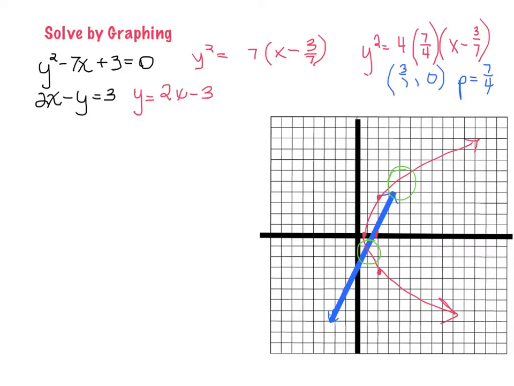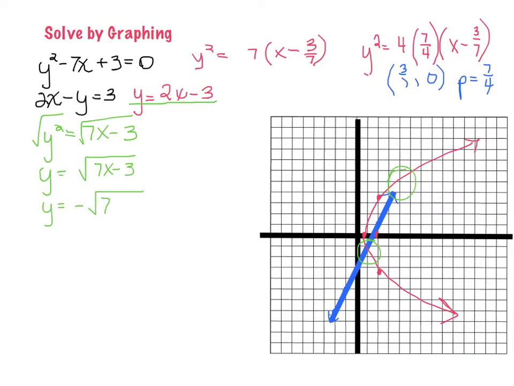So what we're going to do is we're going to put them in the calculator. Now, the first thing you need to realize is we're going to solve both of them for y, and I already have one. The other one is going to be y squared equals 7x minus 3. I'm going to take the square root, and I'm going to get y equals the square root of 7x minus 3. Y equals the opposite of the square root of 7x minus 3. And lastly, the line. I'm going to go ahead and put these in y1, y2, and y3.